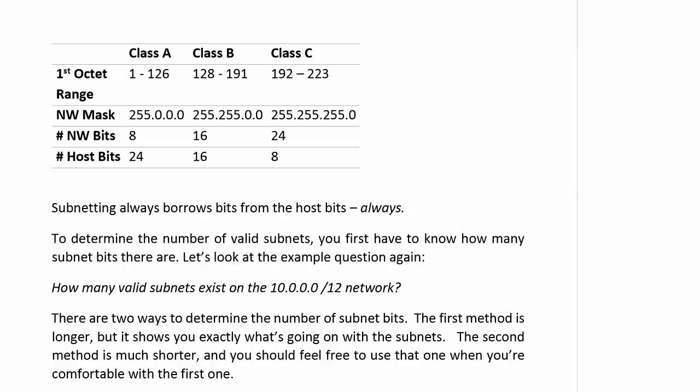You should have this information down so cold that you don't have to refer to a chart that you drew on exam day. You should know what the first octets are of A, B, and C networks. You should know what their network masks are, how many network bits there are, and how many host bits there are. This should be second nature. Because, and here's the payoff for that, I'm not just being Sergeant Foley here and just saying, you've got to memorize all this stuff.